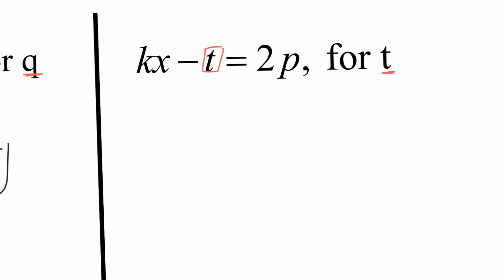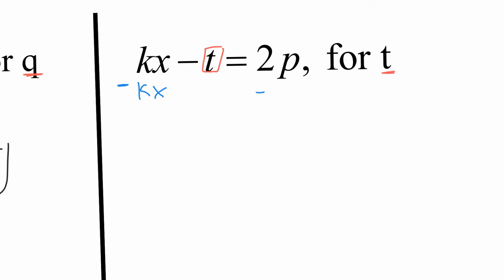Now we have to understand what's happening. We have the kx on this side, and we're subtracting the t, minus t equals 2p. So this k is actually positive kx. And I know I'm multiplying, but remember that we want to get this variable by itself. So this term, kx, has to go to the other side. Since it's positive, I am going to subtract kx, and 1kx minus 1kx equals 0.